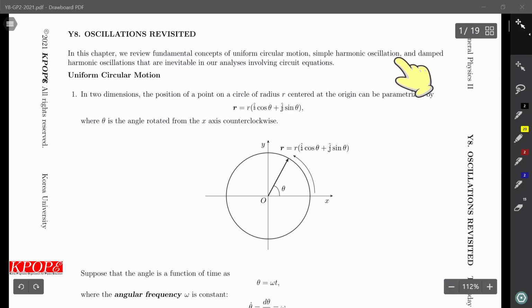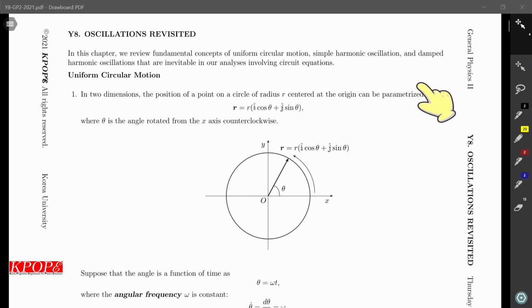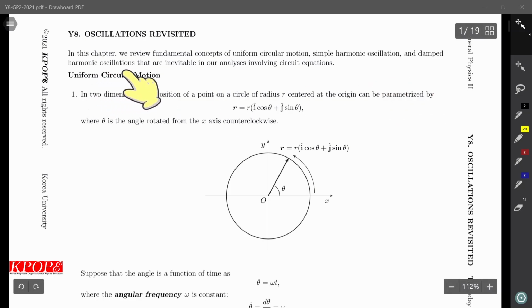Mechanically, simple harmonic oscillation corresponds to the equation of motion for a massive object that is connected to a spring without frictional force. Once the frictional force, the damping force, is applied, the system is a little bit more complicated than the simple harmonic motion, and it becomes the damped harmonic oscillation. That is inevitable in our analysis involving circuit equation for RLC circuit.